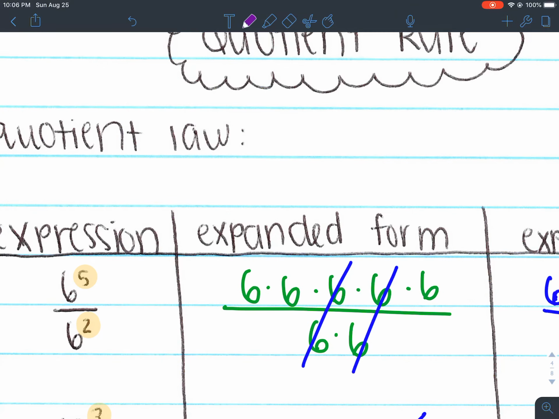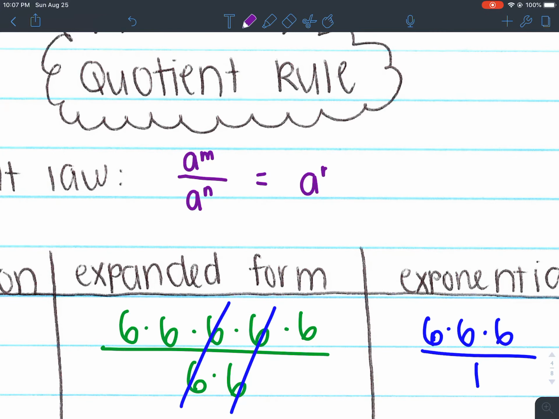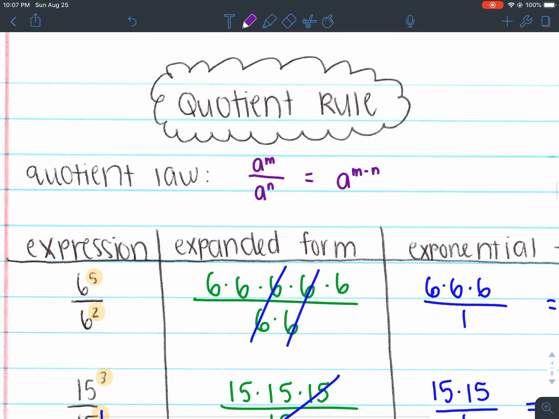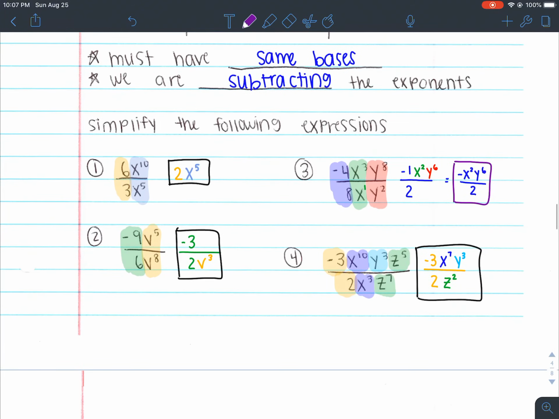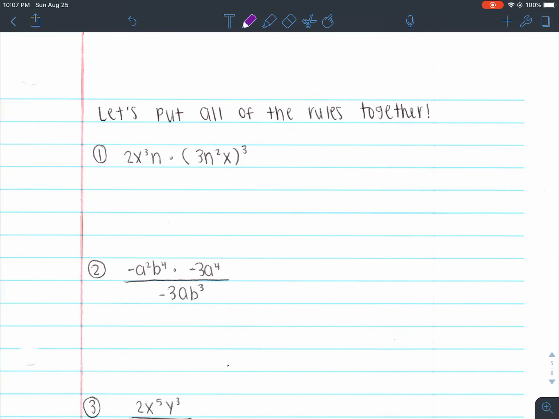So the quotient law is if I have a to the m divided by a to the n, so same base, different exponents, I'm going to have my base with my exponents being subtracted from each other. So that's the quotient law if you really wanted like the formula, quote unquote. All right, now we're going to put all the rules together.